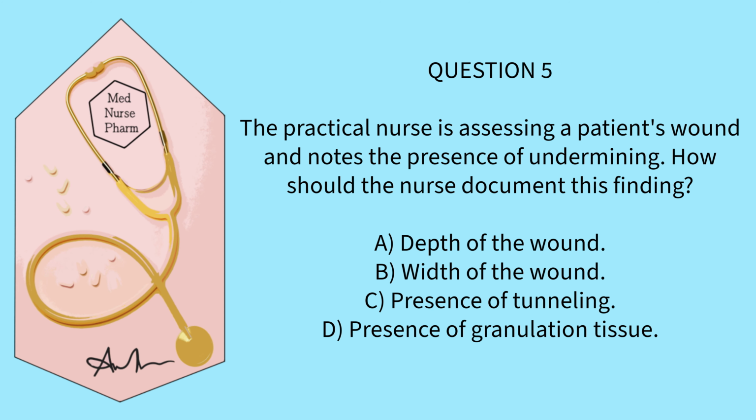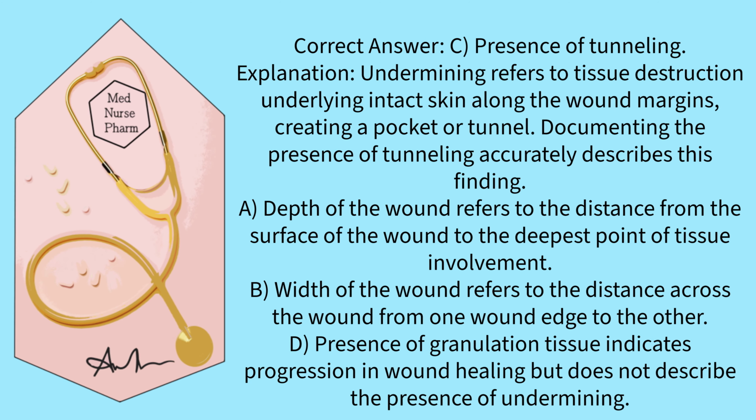Pause the video and select your answer. If you chose option C, you are correct. Presence of tunneling. Undermining refers to tissue destruction underlying intact skin along the wound margins, creating a pocket or tunnel. Documenting the presence of tunneling accurately describes this finding.